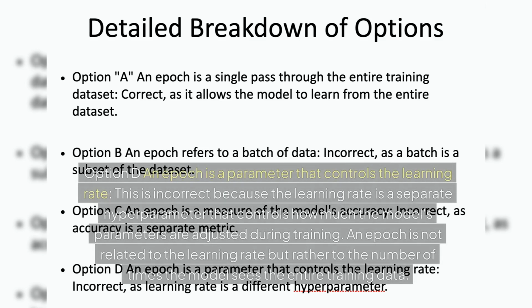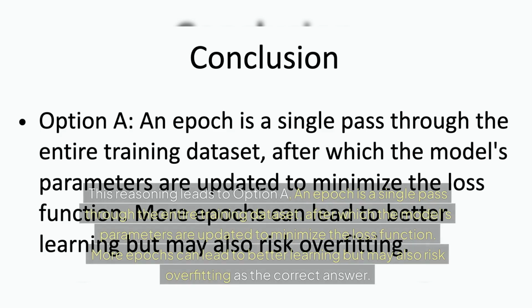Option D, an epoch is a parameter that controls the learning rate. This is incorrect because the learning rate is a separate hyperparameter that controls how much the model's parameters are adjusted during training. An epoch is not related to the learning rate, but rather to the number of times the model sees the entire training data. This reasoning leads to option A. An epoch is a single pass through the entire training dataset, after which the model's parameters are updated to minimize the loss function. More epochs can lead to better learning, but may also risk overfitting, as the correct answer.